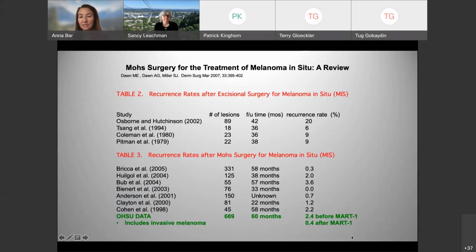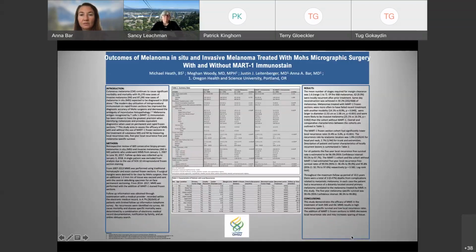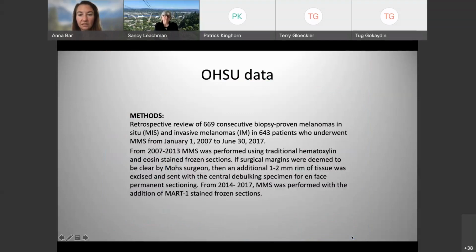With 669 patients and a very, very good survival rate and a very, very low recurrence rate of less than 2.5% before we instituted the advanced immunohistochemical staining, and even lower after we instituted that advanced test. So this was published widely in the dermatologic surgery literature. And that's all of our data combined and how we did it.